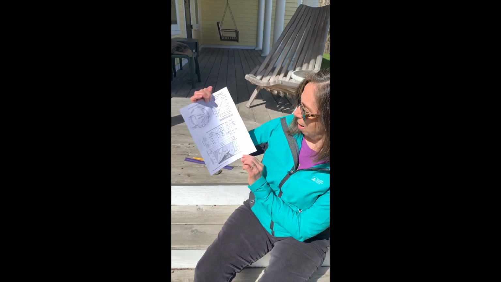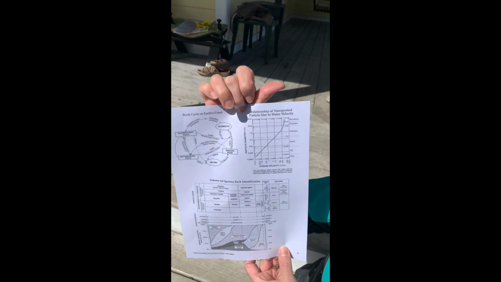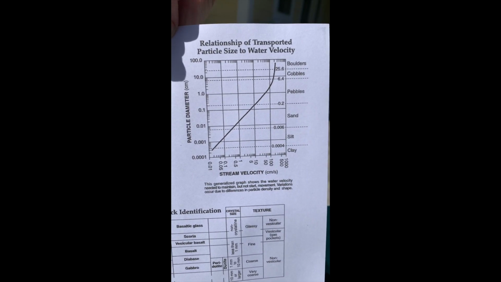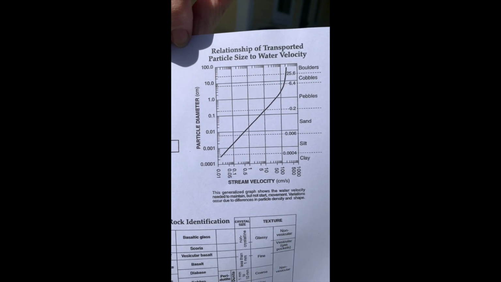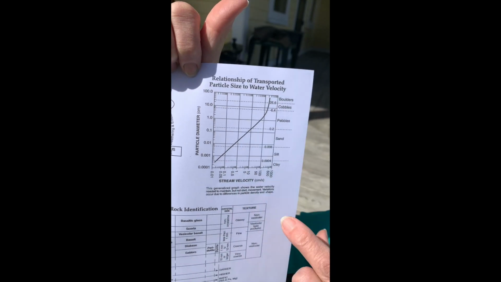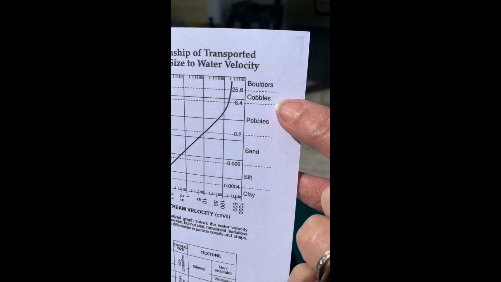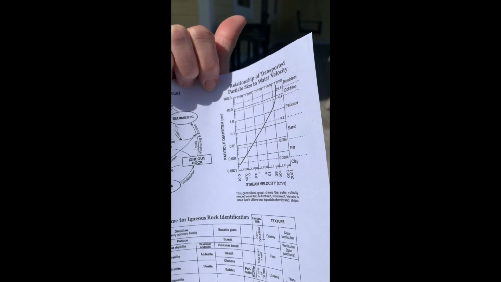One of the questions we talked about is how fast does a stream have to be moving in order to carry a certain size sediment particle? Here I have page 6 of our reference table. Top right says relationship of transported particle size to water velocity. And we see it goes from smallest particles, clay, all the way up to biggest particles, which are called boulders.